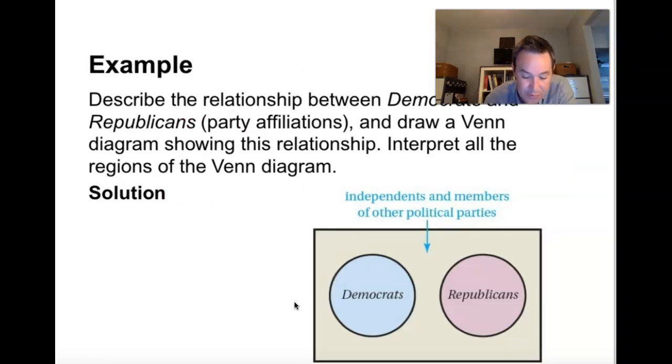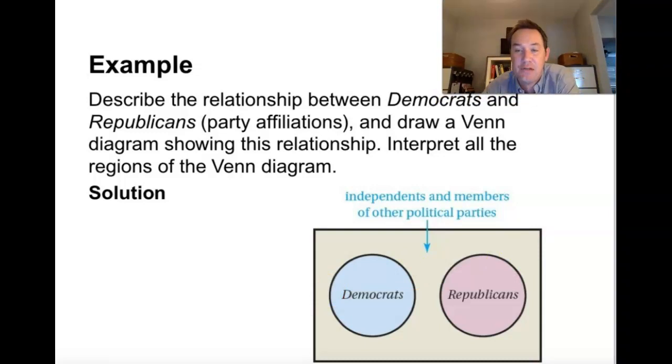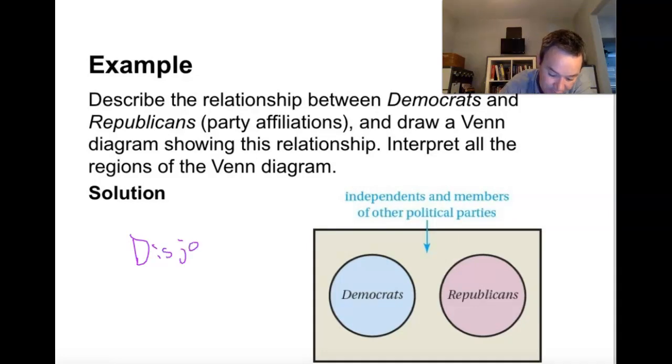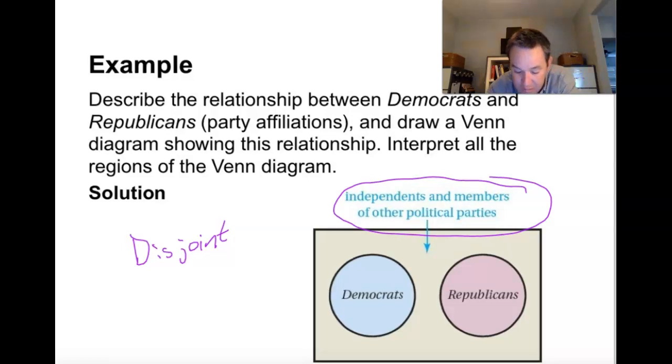So here's an example. Describe the relationship between Democrats and Republicans and draw a Venn diagram showing this relationship. Interpret all the regions of the Venn diagram. So this isn't talking about values or anything. They can share values in common, but when you register to vote, you have to register either as Democrat or Republican or independent. There's no other options, so they are mutually exclusive or disjoint. And the universe would be that of independents and people of other political parties.